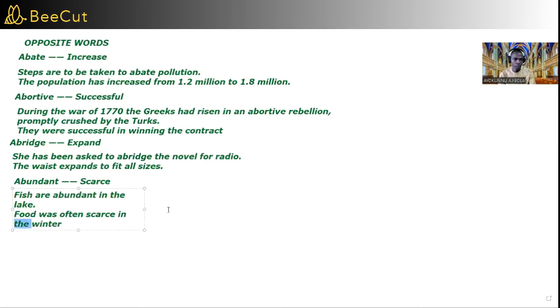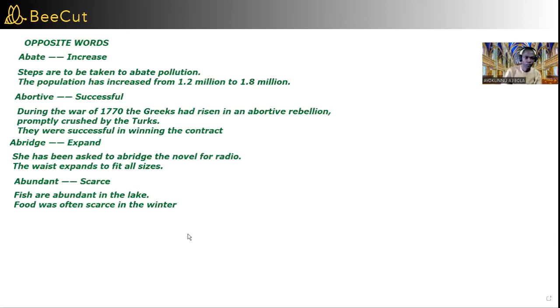Abundant sentence is: fish are abundant in the lake, while the food was often scarce in the winter. That's an example there when it comes to using abundant and scarce in a sentence.